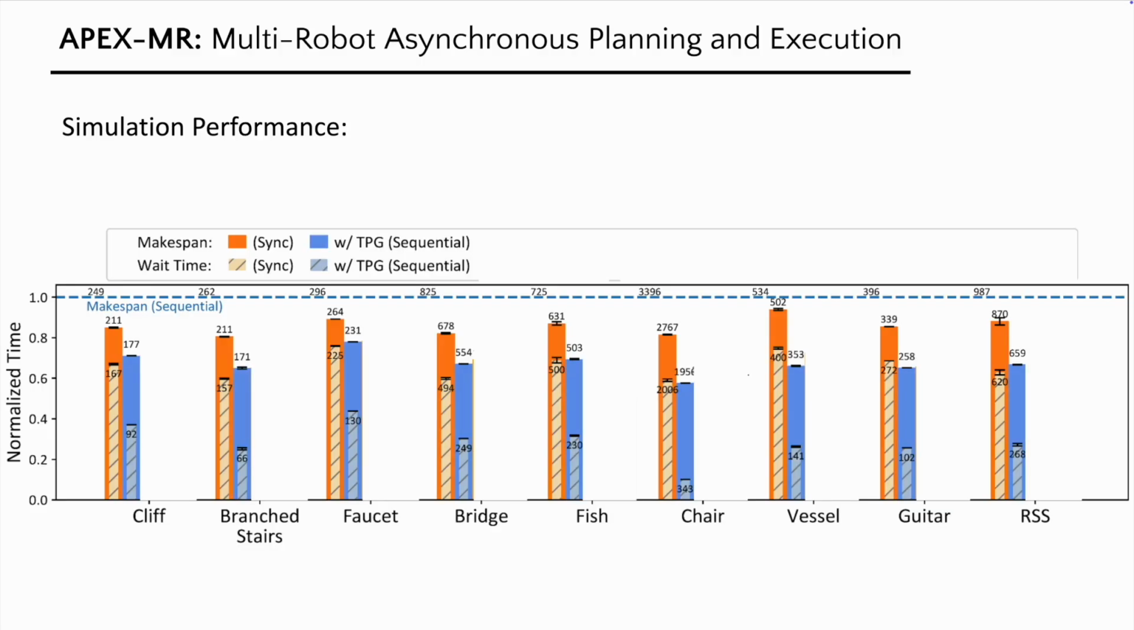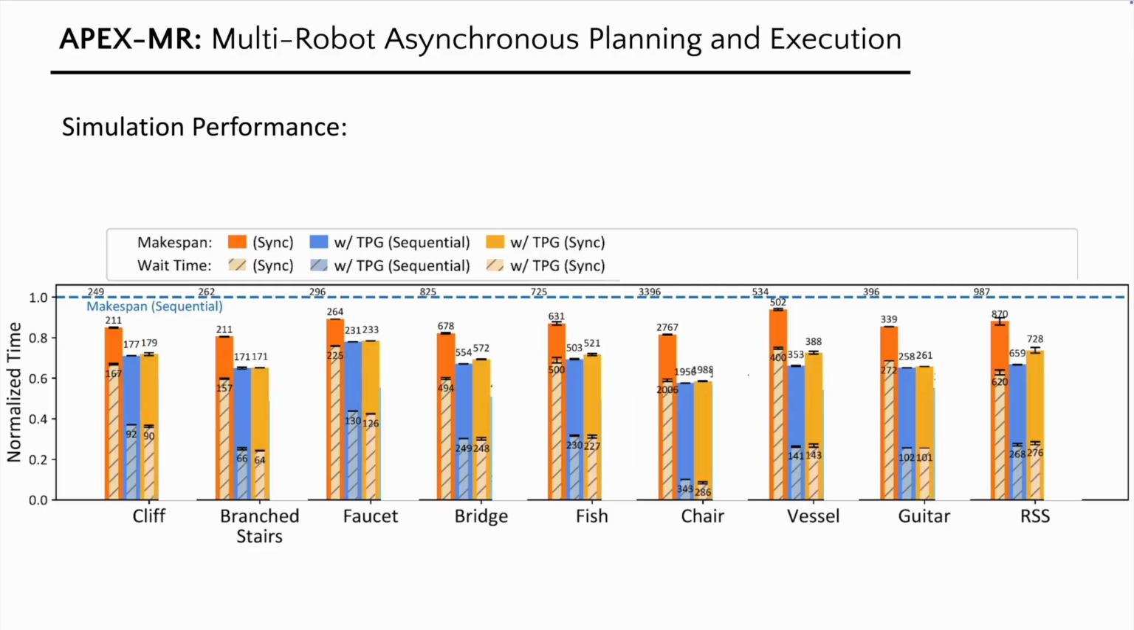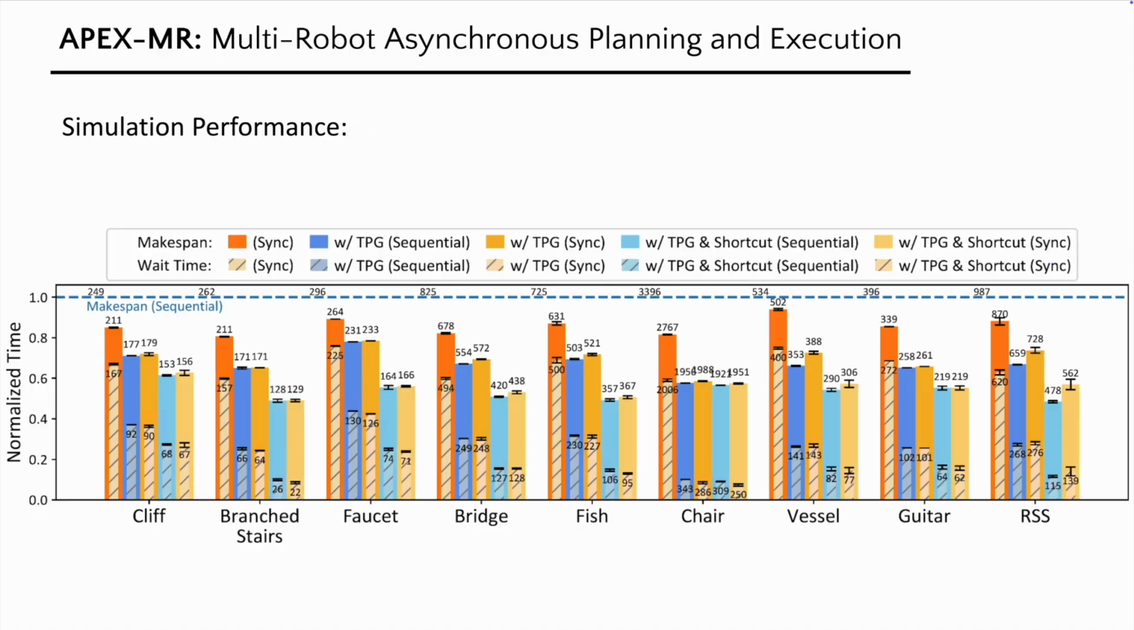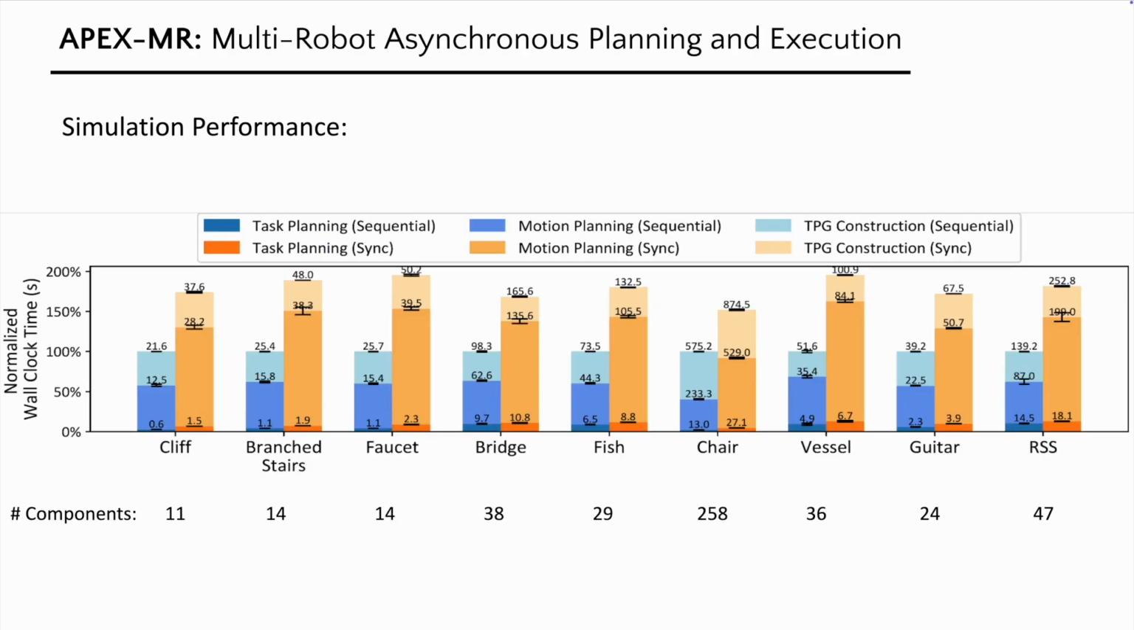If we convert the sequential plan to a TPG, the makespan is significantly reduced and lower than the synchronous plan. We can also convert the synchronous plan to a TPG and achieve similar performance. Lastly, if we add some shortcutting, the makespan and wait time can be even further reduced, almost halved compared to the initial sequential plan and reduced by more than 30% compared to the synchronous plan. The wall clock time for each component of the sequential plan and sync plan are shown respectively. Note that the synchronous motion planning is significantly more computationally expensive.